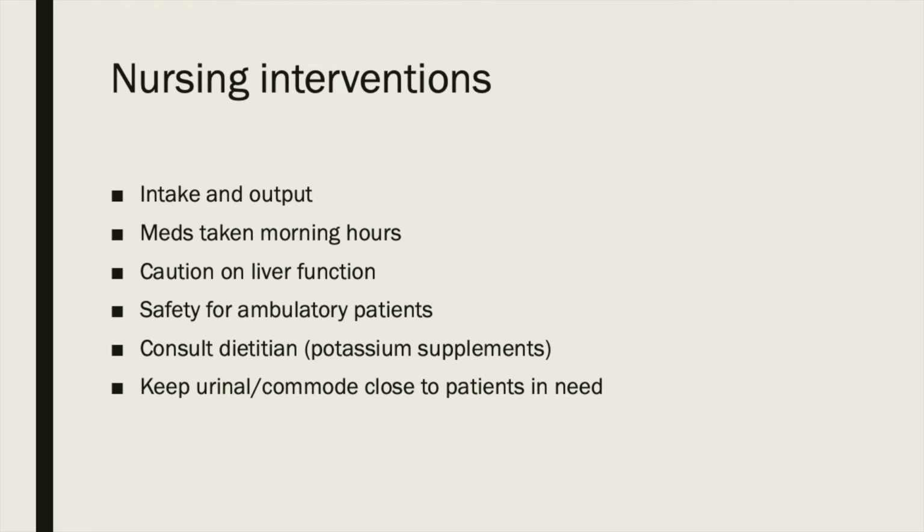Safety is very important when a patient is on these medications, especially ambulatory patients, when they are getting up or walking, due to dizziness. Since diuretics cause the excessive excretion of potassium, it's recommended for nurses to consult with the dietitians to ensure that a patient can get potassium supplements, and also keep urinals and commodes close to the patient.